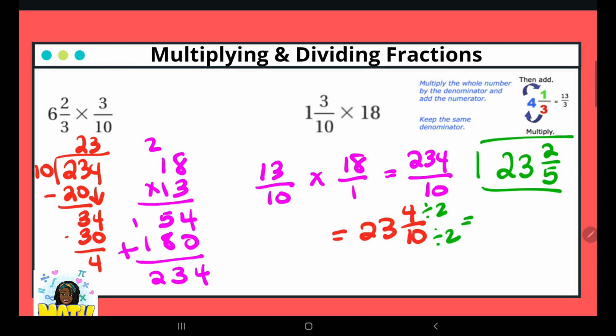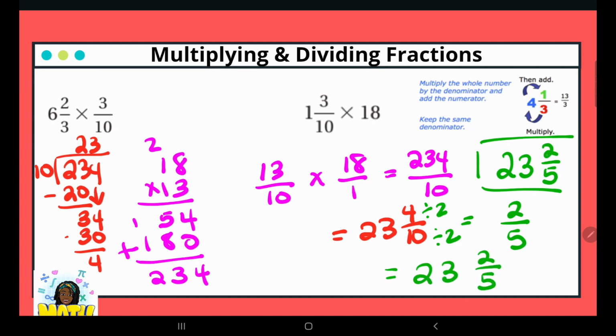I'm not dividing my 23. My 23 is a whole number. I'm just simplifying that fraction. So 4 divided by 2 is 2. 10 divided by 2 is 5. Okay? So now I'm going to bring down my 23 for a final answer of 23 and 2/5.